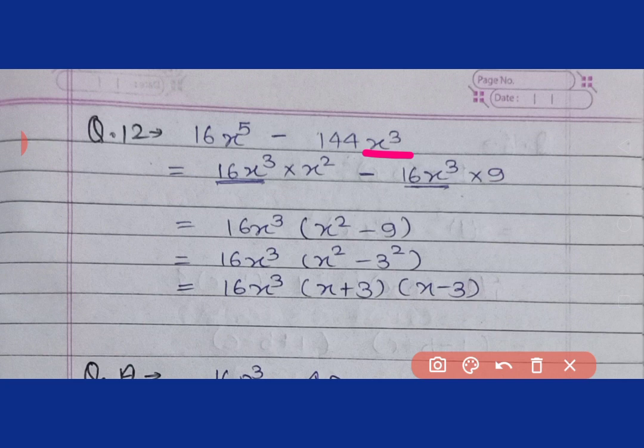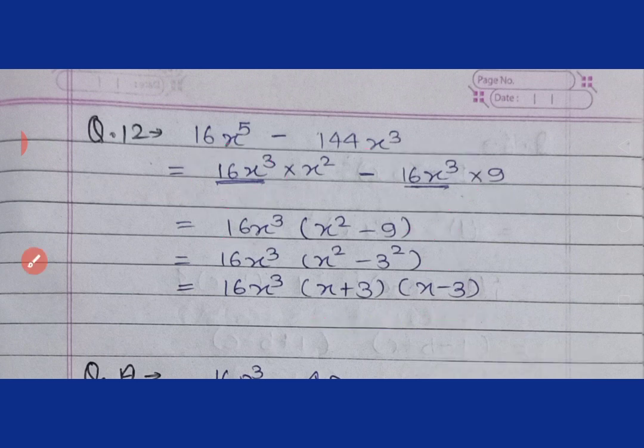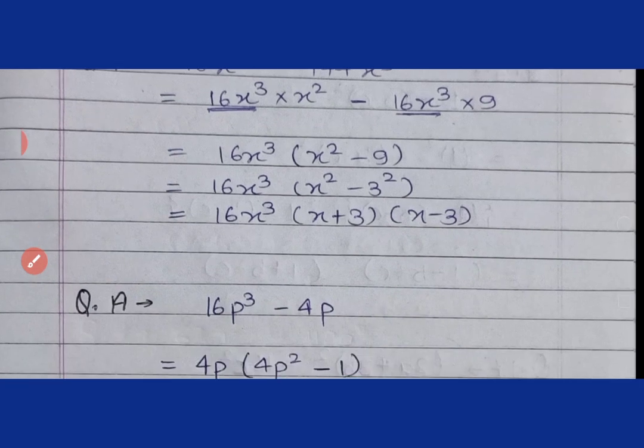As an example, whenever we break it, it will break in the form of 16x cube multiplied with x square, and here 16x cube multiplying with 9. Here in both terms we can see 16x cube is common, so we can put it outside. Now what remains is x square minus 9, and as we know that 9 is the square of 3, so it can be written in the form of x square minus 3 square. So it can be written here x plus 3 and x minus 3, and 16x cube will be put outside.